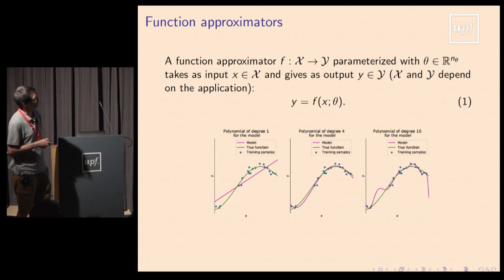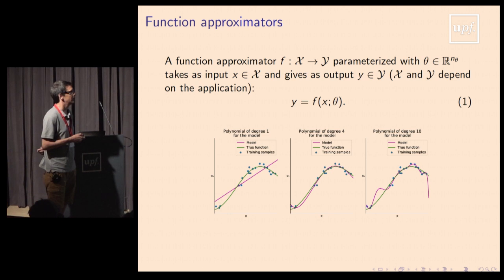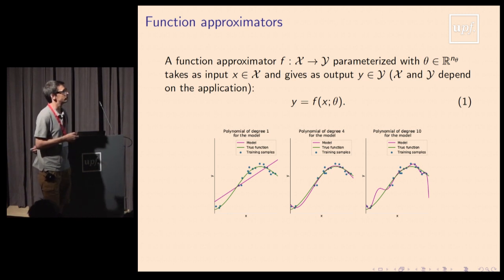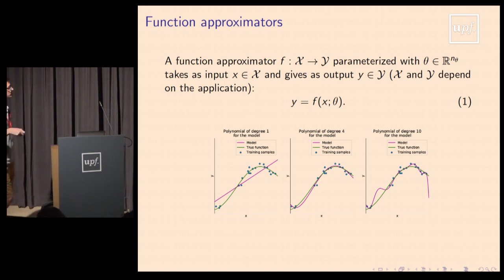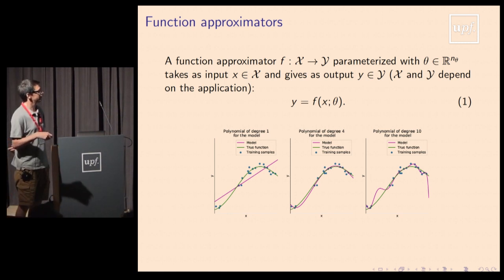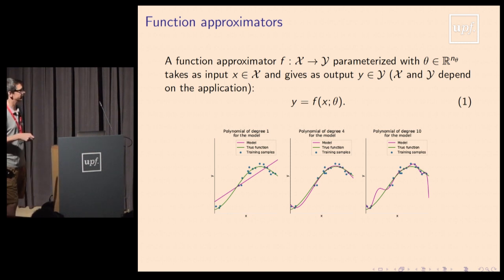So basically, it takes as input x, and it also takes as input the parameters theta. One common notation is to have the theta after the semicolon, such that the theta are clearly the parameters of the function approximator, and the x is the input, right? And so you can have, for instance, linear function approximators with the purple line here. Even though your true function that you would like to approximate is like this, if you have a linear function approximator, you will never be able to do better than this.